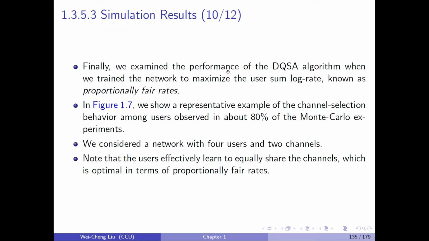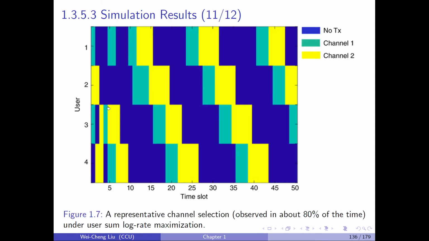Finally, we examined the performance of the DQSA algorithm when we trained the network to maximize the user sum log rate, known as proportionally fair rates. Let us see figure 1.7. It is a representative channel selection observed in about 80% of the time under user sum log rate maximization. The x-axis is the time slot from 0 to 51, and in the y-axis, there are 4 users, 1, 2, 3, 4. Again, the blue color denotes no transmission, the green color denotes channel 1, and the yellow color denotes channel 2.